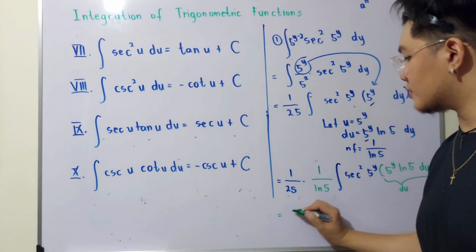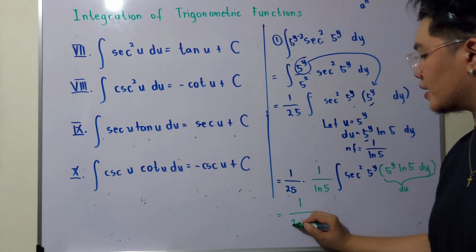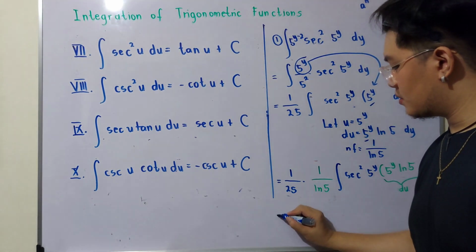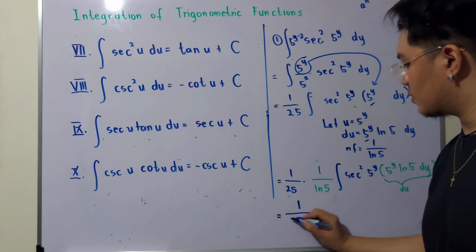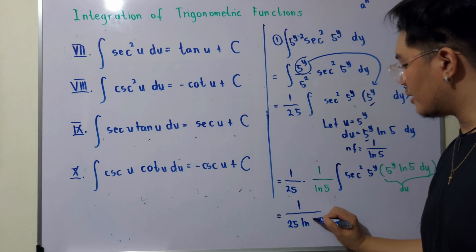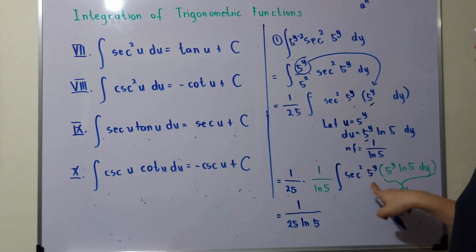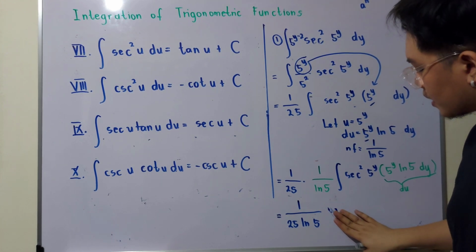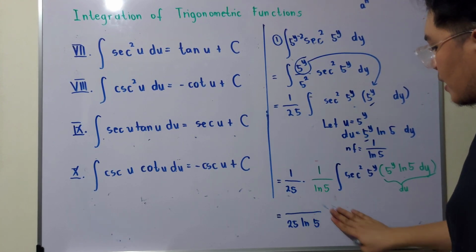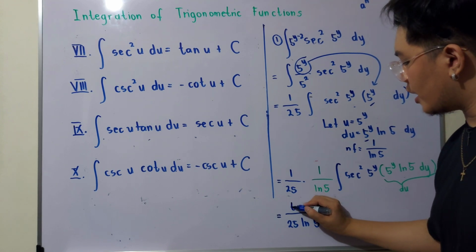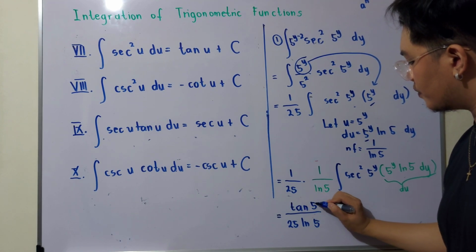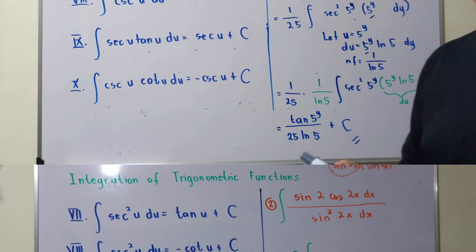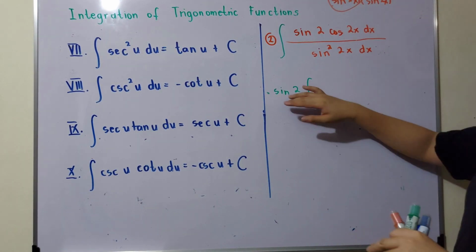Pwede tayo mag-integrate. So, the answer will now be 1 over 25 ln 5 tapos yung secant squared tangent u. So, tangent, actually pwede natin sa taas ilagay kasi maiksi lang naman. So, tangent u 5 raised to y plus c, that's the answer. Okay, so nasulat ko na dito, no?